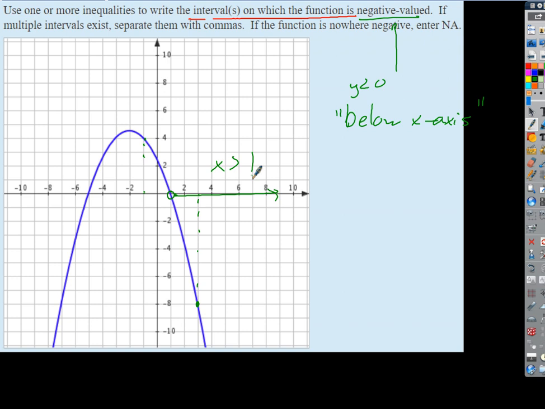But then you've got the other side too, right? So over here, where's that going to be? Everything to the left of -5. So our math way of saying that would be x is less than -5. And if multiple intervals exist, we're just going to put a comma in between them, right? So in Moodle, this is literally what my answer will be, right? Does that make sense? Okay.